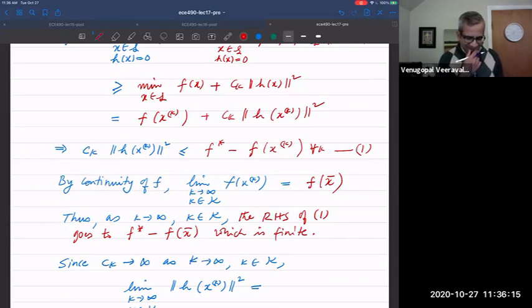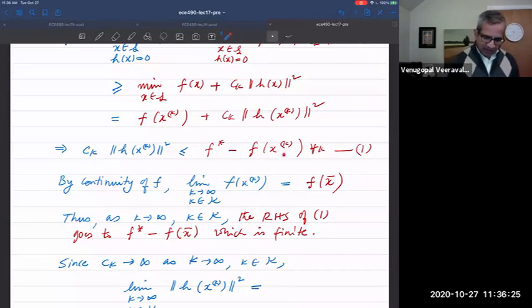And let's look at the left-hand side of this function. This is actually almost identical to the trick that we used in the proof of the Lagrange multiplier theorem. So we have something here that's going to something finite, and it's upper bounding this positive quantity, whereas the ck is positive and going off to infinity.